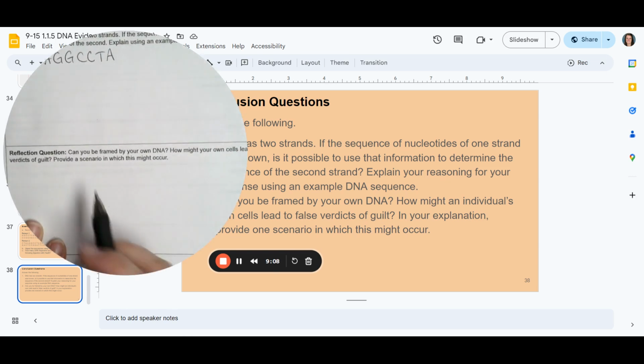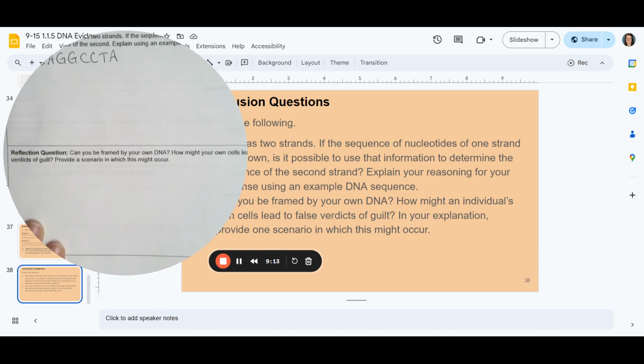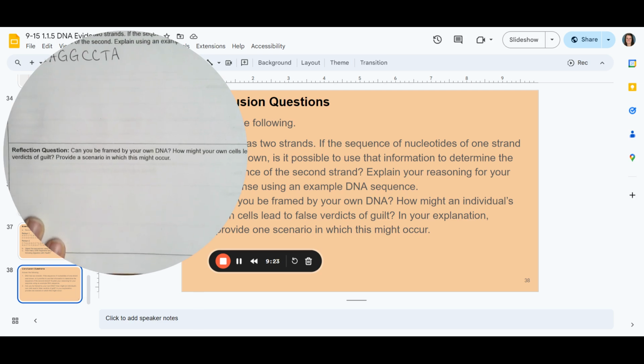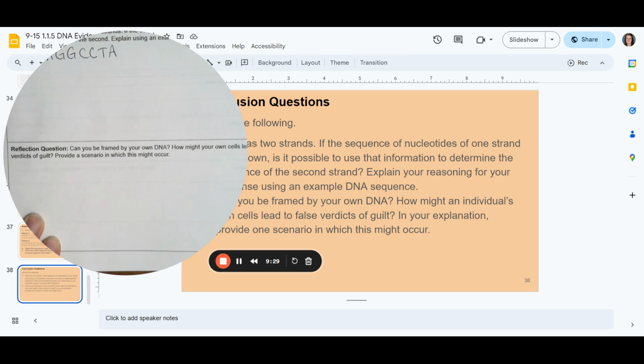The bottom question, can you be framed by your own DNA? How might your own cells lead to false verdicts of guilt? Provide a scenario in which this might occur. So think about the examples we've discussed in class. If a crime were to happen in our room, whose DNA would we find? And how could that possibly lead to false verdicts of guilt? If you have questions, we'll discuss more tomorrow.